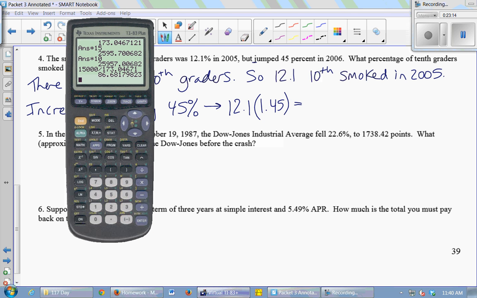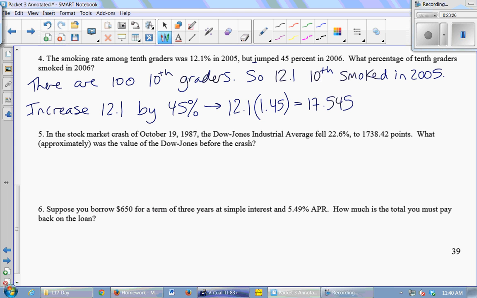All right, so 12.1 times 1.45, 17.545. So in 2006, there's 17.5-ish 10th graders who smoke, right? So this is 10th graders. Those are my units, 10th graders who smoke.